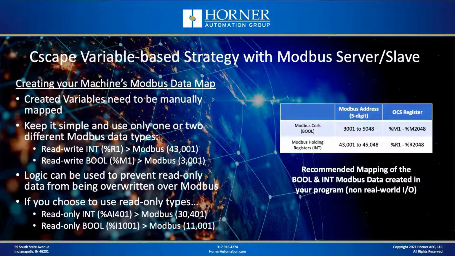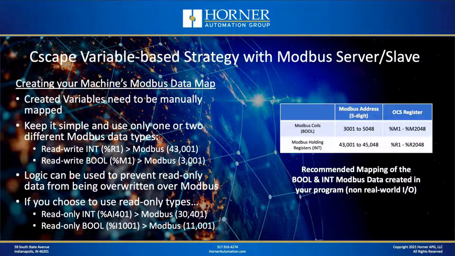And I would recommend that when you do your mapping on the OCS side of things, you map those variables starting at R1 for your word type and longer variables, and map starting at M1 for your bit type variables. That will get them mapped over to Modbus 43001 for the holding registers and Modbus 3001 for the output coils.